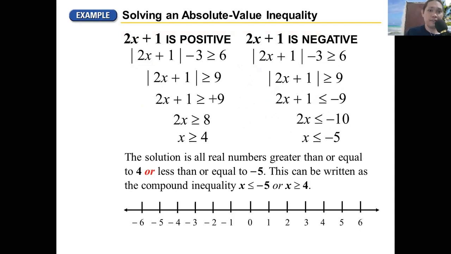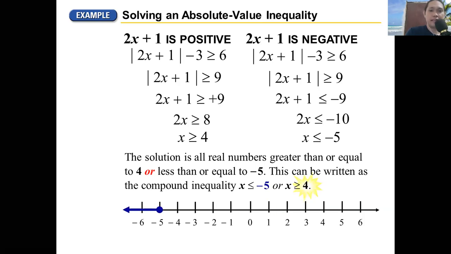So as we have it there, the solution is all real numbers greater than or equal to 4, or less than or equal to negative 5. So again, the solution set of the given inequality that we just solved is greater than or equal to 4, or less than or equal to negative 5. I want you to remember that one. This can be written as the compound inequality: x is less than or equal to negative 5, or x is greater than or equal to 4.